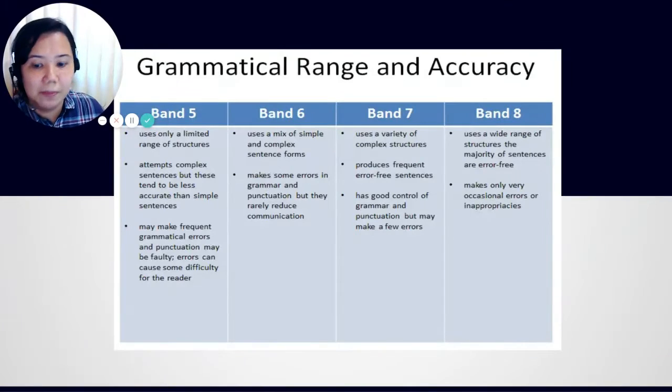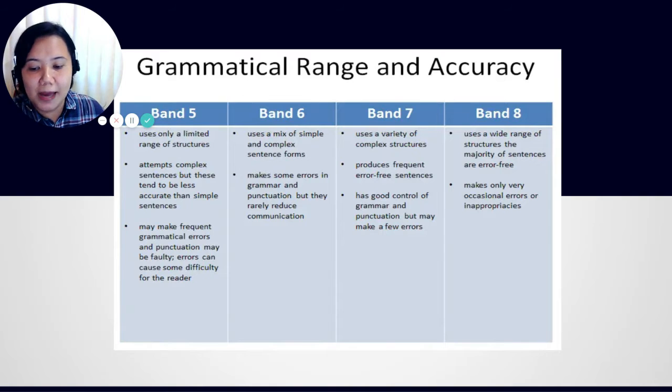So you have there band 5. If you do have a band 5, that means that you were able to write mostly simple sentences, and there were frequent errors when you attempt complex sentences. Most of the sentences have grammatical errors. The errors make it difficult for the reader to understand the points being made. So that is if you're going to have a band 5.